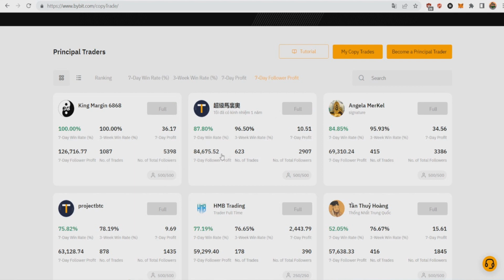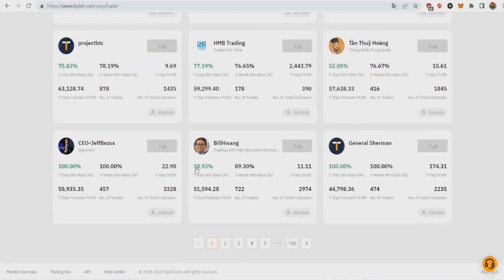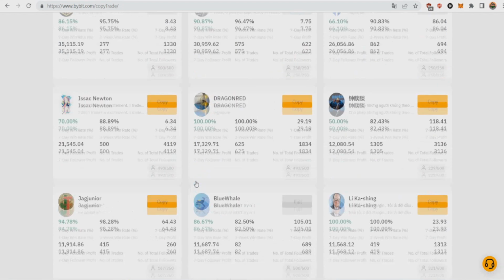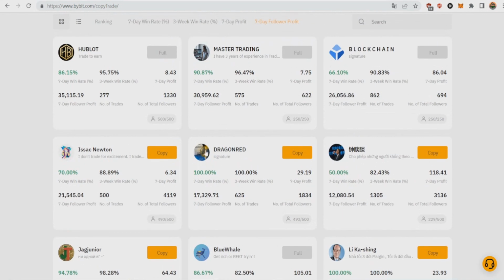The second guy has less, 80%, but all of these guys are full. This one has 58, that's not really good. But let's go to the second page. We got a guy with 94%, we want 100. So we got Dragon Red with 100%. So we're just gonna click on his profile to check out his statistics, guys.